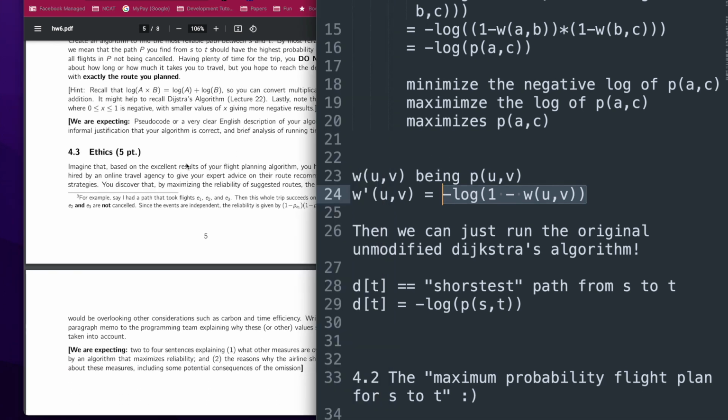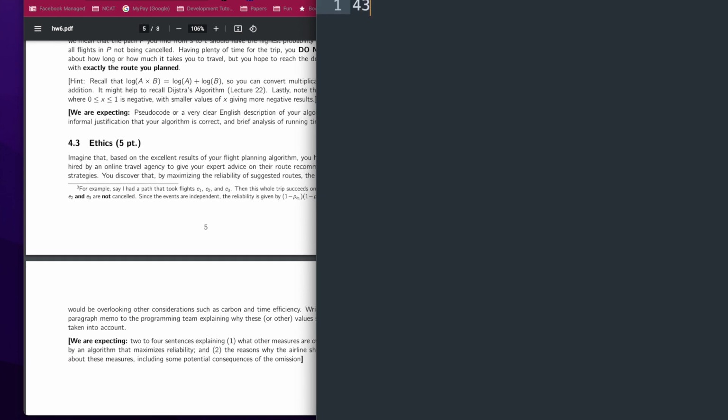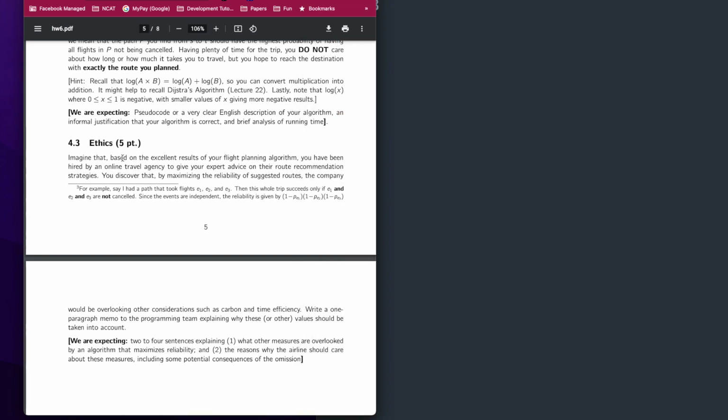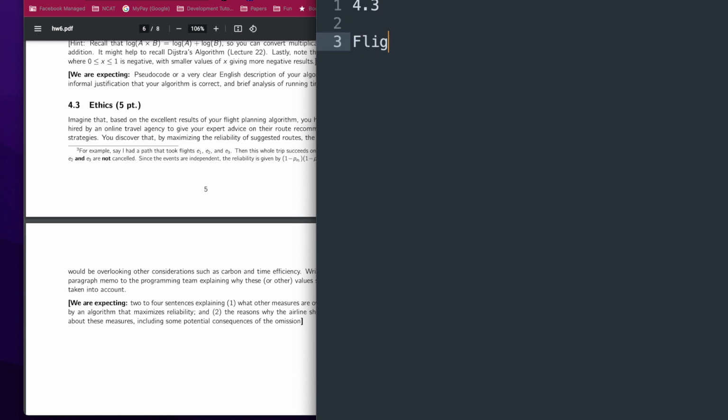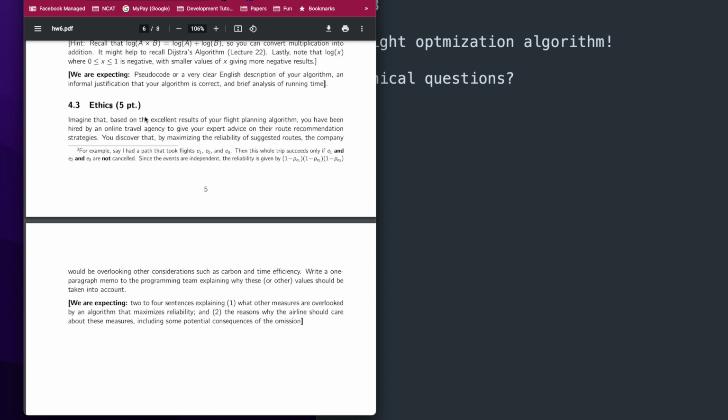Great. Now, question 4.3 is kind of interesting. This is an open-ended question, so you can provide many different answers, but it's talking about the fact that we've designed this flight optimization algorithm, which is really cool. Now you can tell everybody you've talked to that you know how to do this. You know the algorithms, you know how to code this up. You could work at an airline company and help them do this. But there's a lot of ethical questions, right?